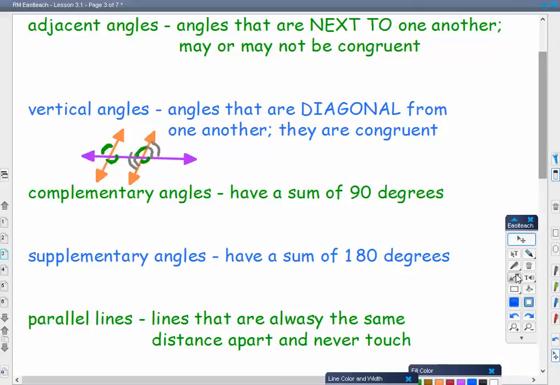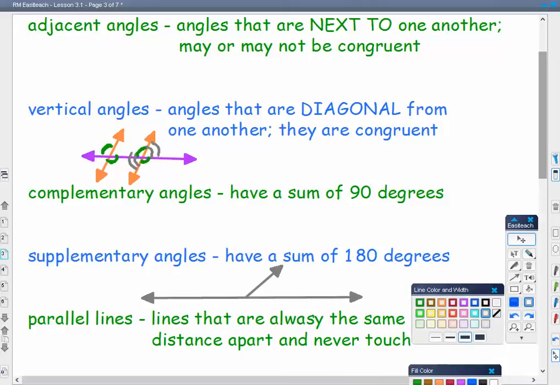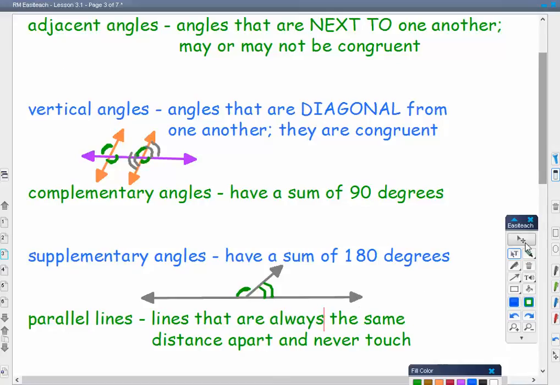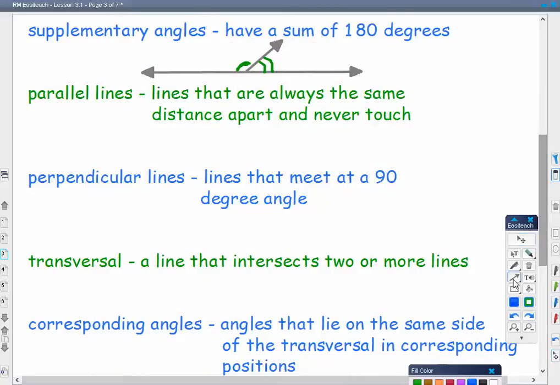So again, when we talk about supplementary angles, the angles that form a straight line. I'm sketching an image for you here of two angles that have a sum of 180 degrees. So if we take a look at this angle here plus this angle over here, those two angles together will add up to 180. All right, parallel lines. Lines that are, we got a typo here, always the same distance apart and never touch. Okay, we shared an example of that earlier in today's presentation, right? These two lines are parallel to one another.